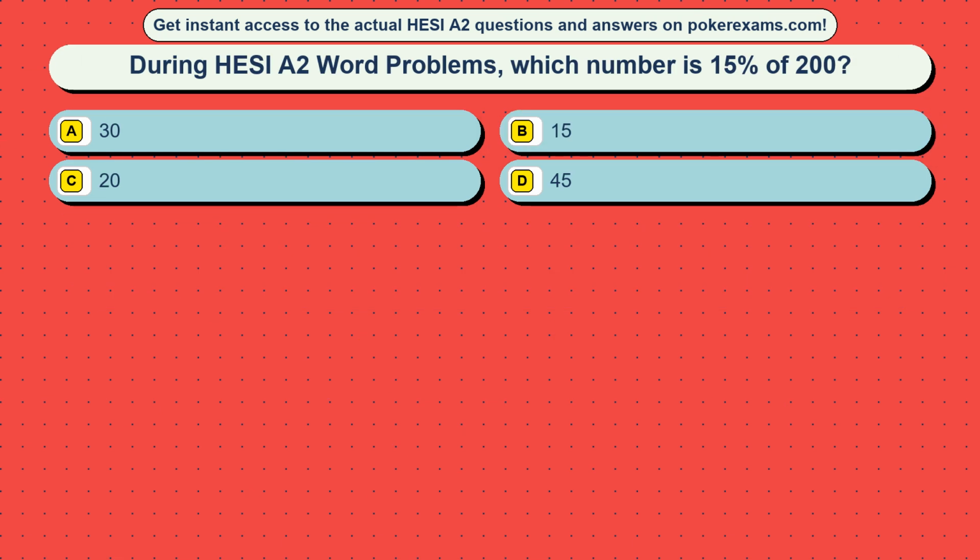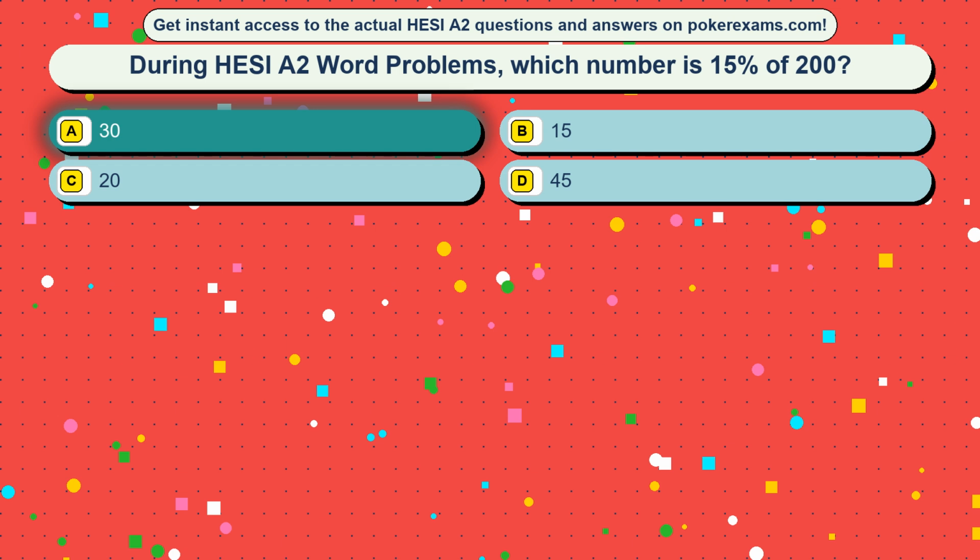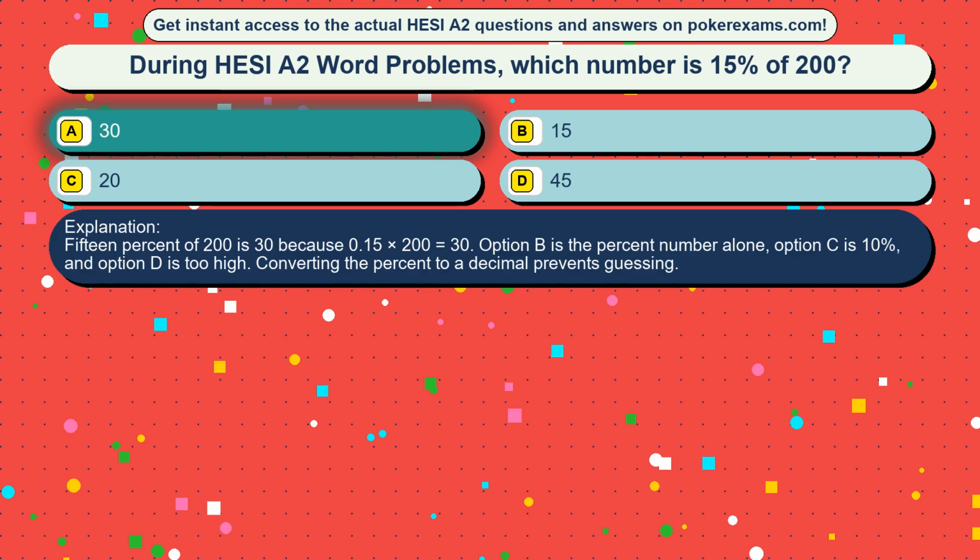Question 41. During HESI A2 Word Problems, which number is 15% of 200? Option A, 30. Option B, 15. Option C, 20. Option D, 45. The correct answer is option A, 30. 15% of 200 is 30 because 0.15 times 200 equals 30. Option B is the percent number alone, option C is 10%, and option D is too high. Converting the percent to a decimal prevents guessing.